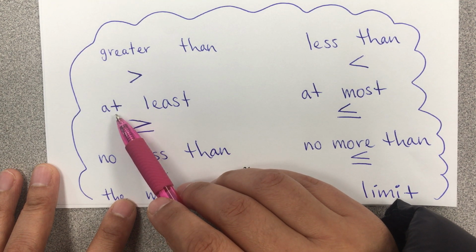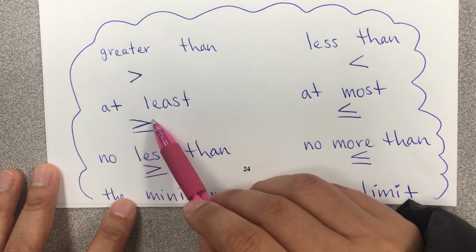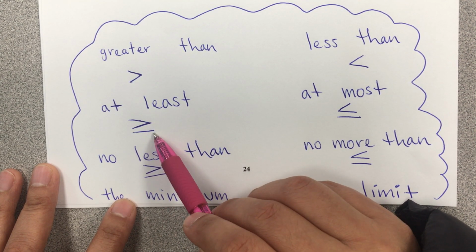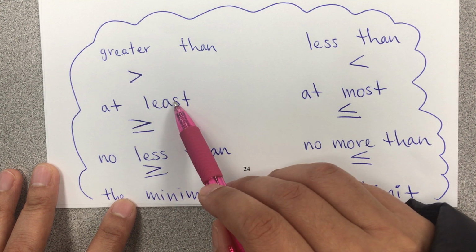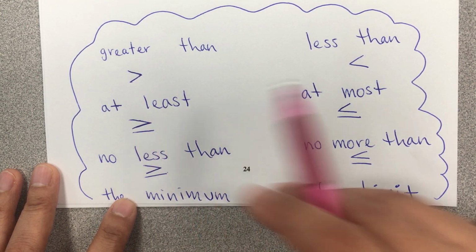For example, if you say, oh, I want to find a job and I want to earn at least $20 an hour, that means that I want more, right? More than $20, or at least includes the equal. So at least $20 means $20 or more. So it's greater or equal to.